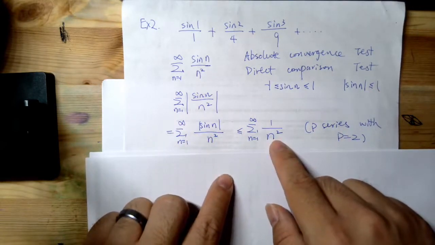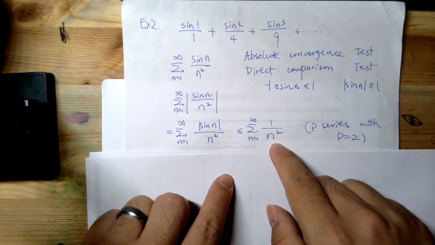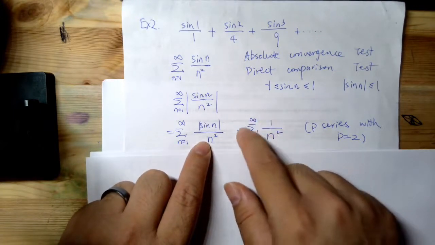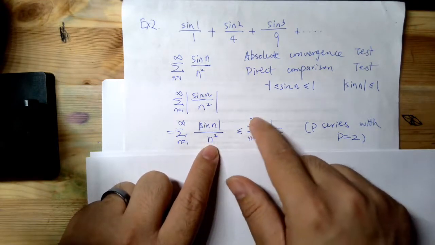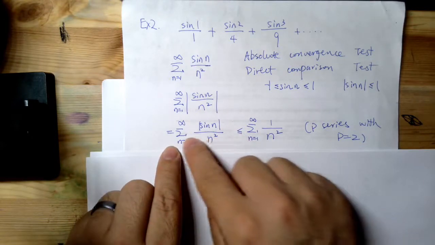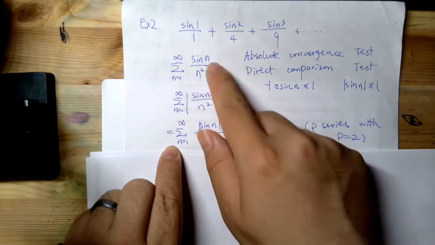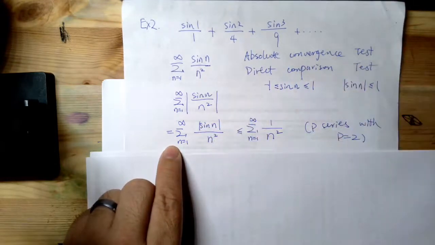Look at what we have here. This series is a p-series with p equals 2. For a p-series, when p is greater than 1, the series converges. So from here, we can prove based on the direct comparison test that since this p-series converges, then this series converges. And this is the absolute series for my original series. So that proves that my series is absolutely convergent, and hence my series converges for sure.